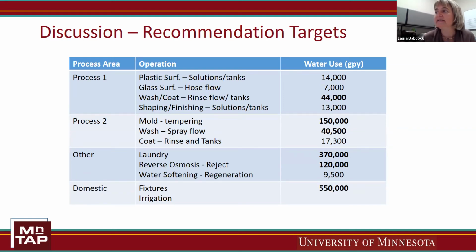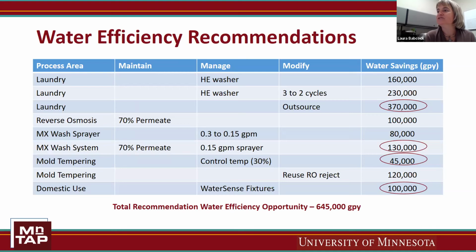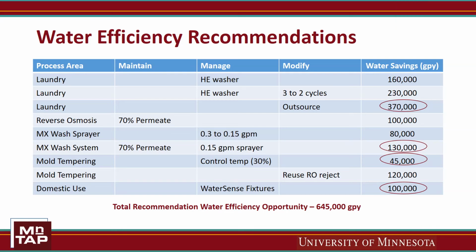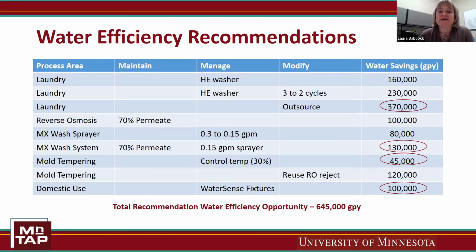So washing and coating line, the flow tanks, molding and tempering, the reverse osmosis reject rate, laundry, and the spray flow rinses were the biggest users, as well as fixtures. And so these are some of the efficiency recommendations that you might try. So in the laundry, you could implement high efficiency washing machines. And so looking through some of the high efficiency laundry usage versus traditional washing machines, I came up with a calculation that I could save 160,000 gallons if I just changed the washing machine. I didn't have to change the process.